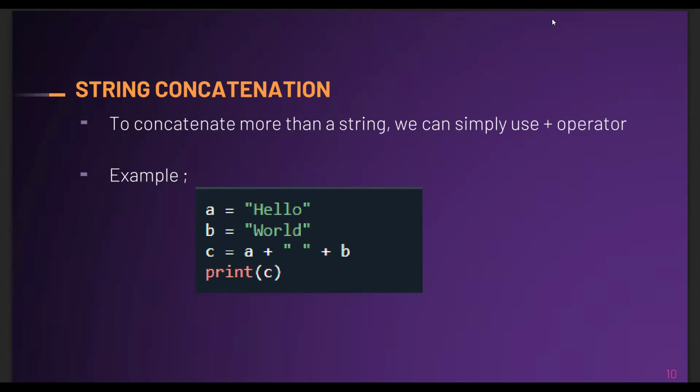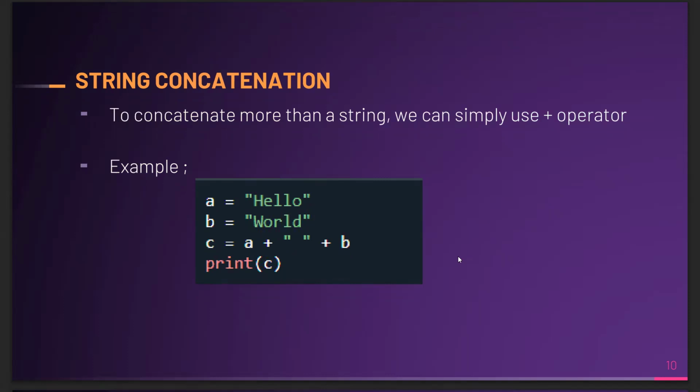In C language, you will use the string concatenate function in order to concatenate two strings. Coming to Python, if you want to concatenate two or more strings, you can use the plus operator. See here, example: A equal to hello, B equal to world. So C equal to A plus B. Print C. When you do concatenation like A plus B, it will automatically concatenate both the strings and store them in C. Whenever you print C, you will get an output as hello world. So now let us see an example of how to concatenate strings.